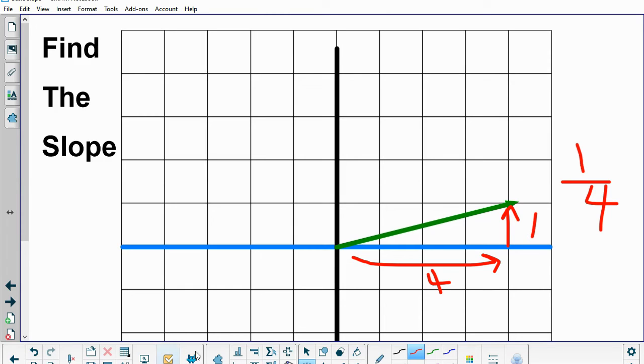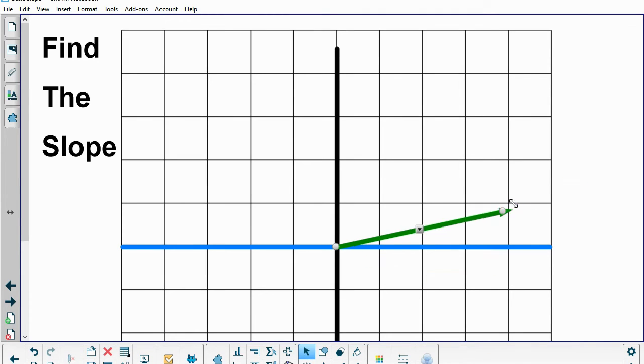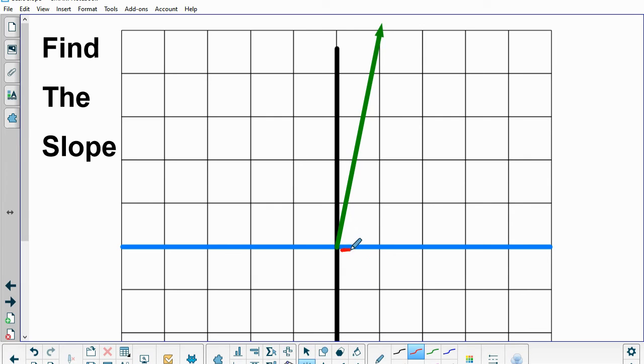So let's try another one. Let's say I take the arrow, instead of going over 4 up 1, I do this. I go over 1 and I go up 1, 2, 3, 4, 5. That's a really steep looking line, isn't it? Well, to describe that or to show that, I'm just basically going to show that I went over 1 and then up 5 to get to my new location.